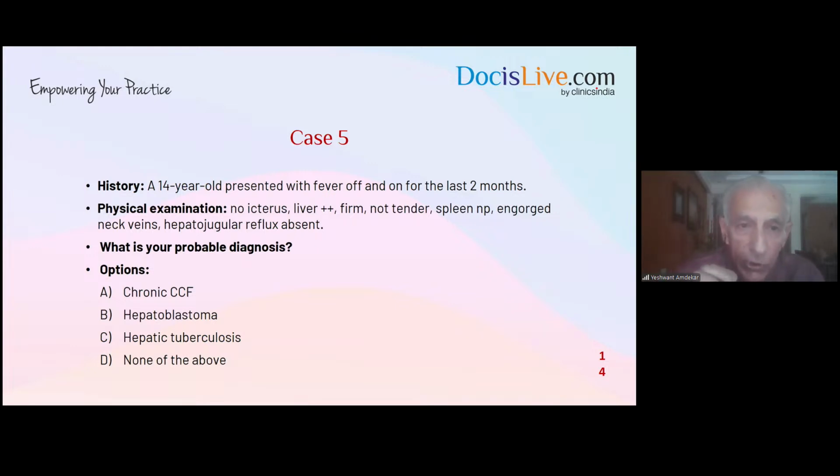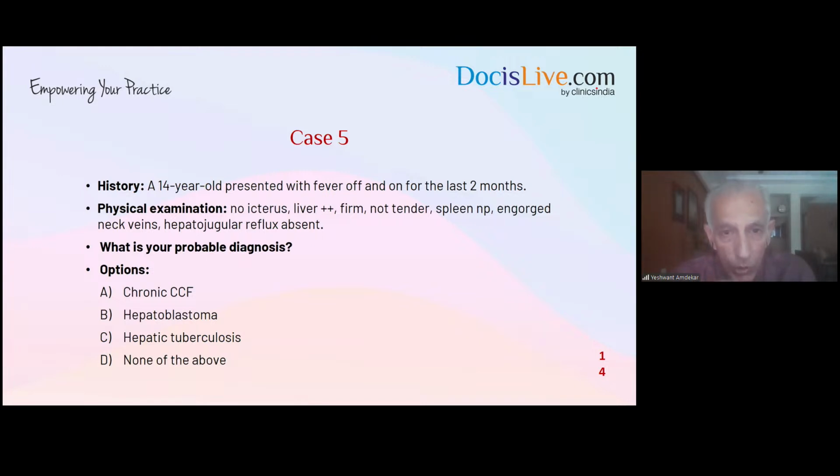But hepatic tuberculosis again does not have the engorged neck veins. It may have everything else that is pushed up in the ear. And therefore, the cause is none of the above. But what is that none of the above? The cause is a tuberculous constrictive pericarditis.